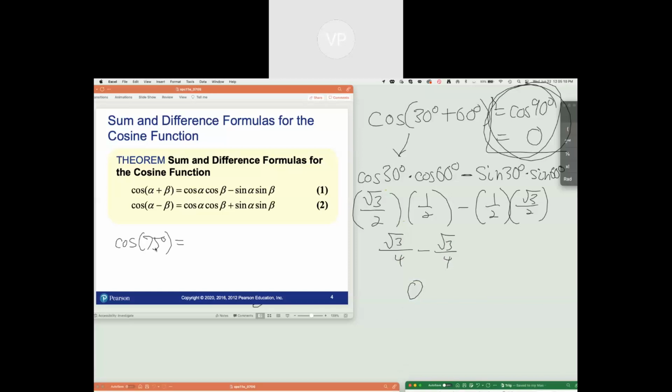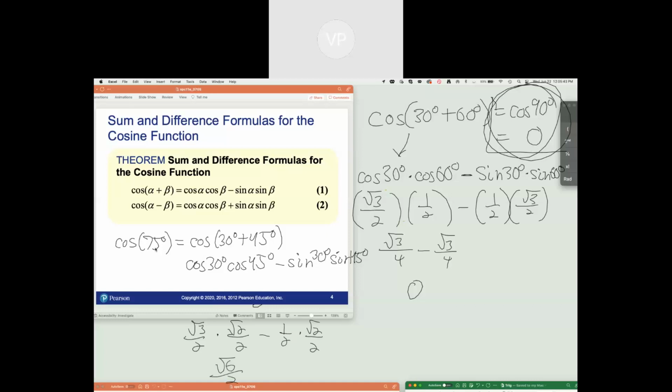I would rewrite it as cosine of 30 degrees plus 45 degrees. I then would get cosine of 30, cosine of 45, minus sine of 30, sine of 45, and then break all these down. We get the root 3 over 2 times the root 2 over 2, minus the 1/2 times the root 2 over 2, and then clean this up, and you see we get root 6 over 4 minus root 2 over 4. You can't simplify that, as in you can't add these two roots any further.